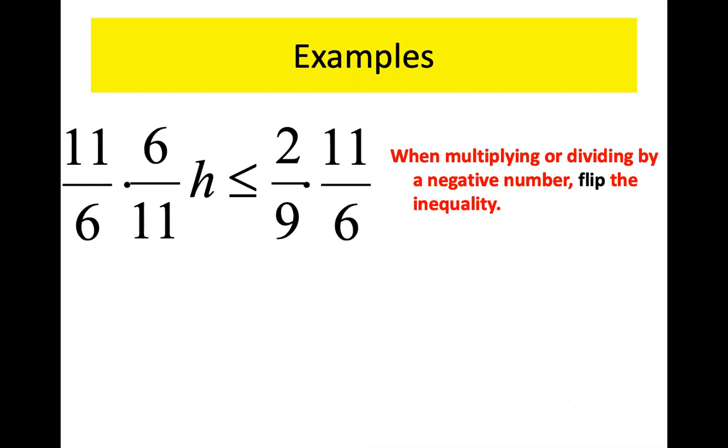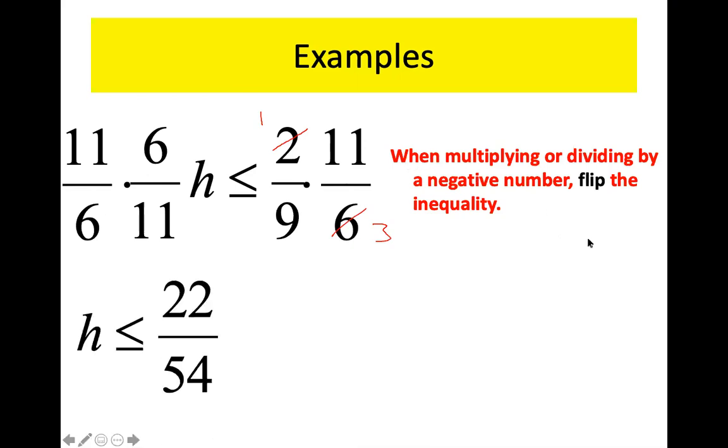On the right side, anything cross-reduce? Yes, look, 2 and 6. So 2 turns into 1, 6 turns into 3, because 2 goes into 2 once, 2 goes into 6 three times. Now we multiply straight across, and we get 11/27. Can you see that? 11/27. 1 times 11, 9 times 3.